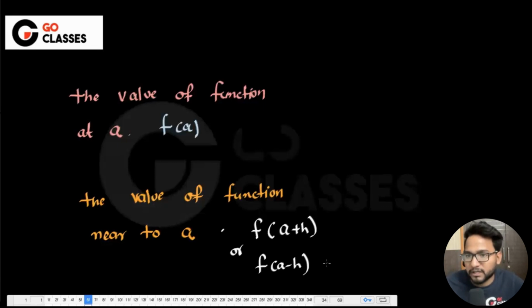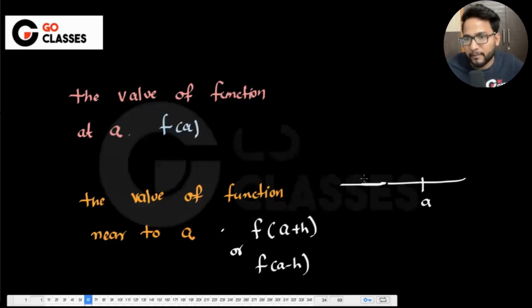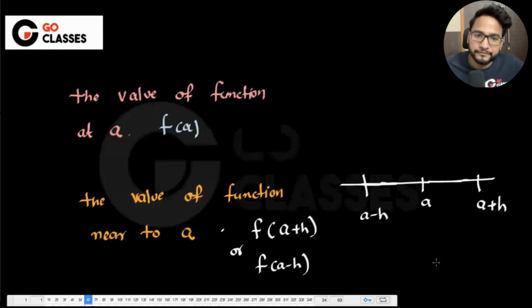h is the distance covered on the axis. Yes, h is the distance. So basically, this is the point a, this is the point a minus h, and this is the point a plus h. h is basically some x distance, you can say. Is this okay to everyone? Saurabh, it's a nice point, I will come to that. So if you're coming from the left, you are talking about a minus h. If you're coming from the right, you are talking about a plus h.